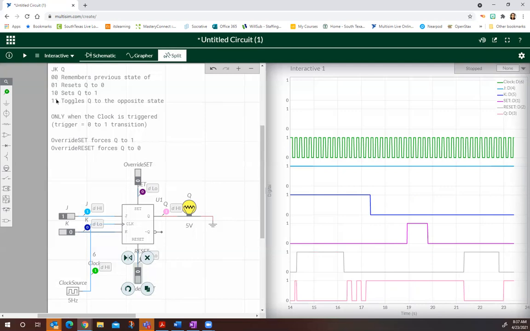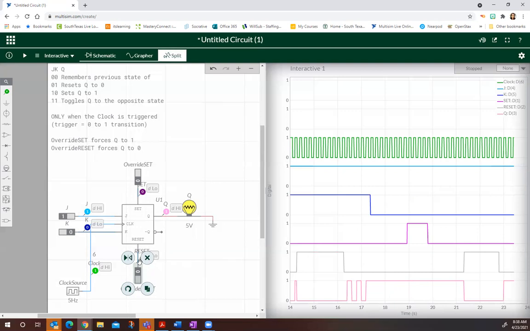Just to recap, the JK inputs are synchronous to the clock. The clock affects the output Q only on the trigger, which is in this case a 0 to 1 transition. The override set and reset are not synchronized with the clock. Those take over immediately as soon as they're activated, in this case activated with a 1. The output inverse Q, or not Q, is also available. And as you can imagine, it's always going to be the opposite of Q.